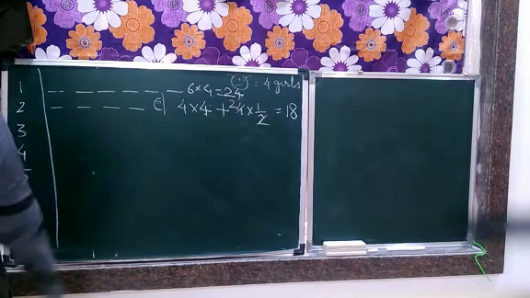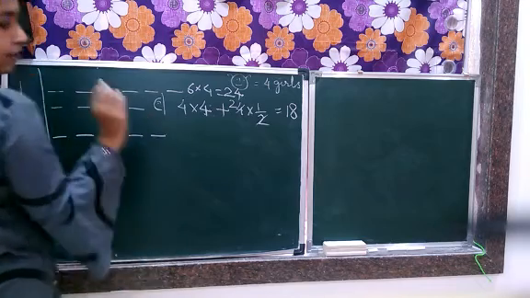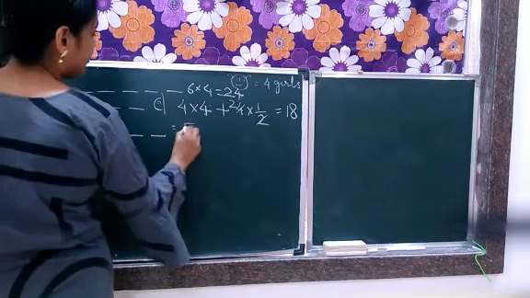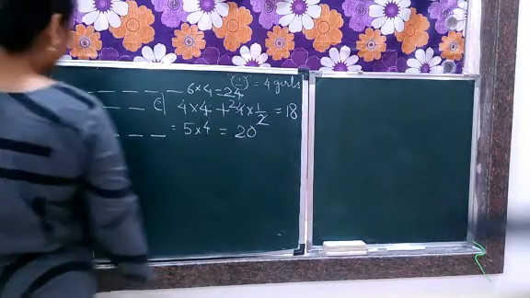Going to class 3. How many faces? 1, 2, 3, 4, 5. 5 complete faces. So number 5 will be multiplied by 4 girls. 5 fours gives us 20 girls.